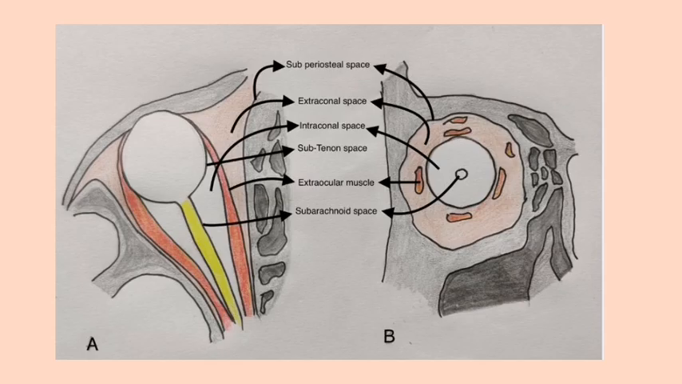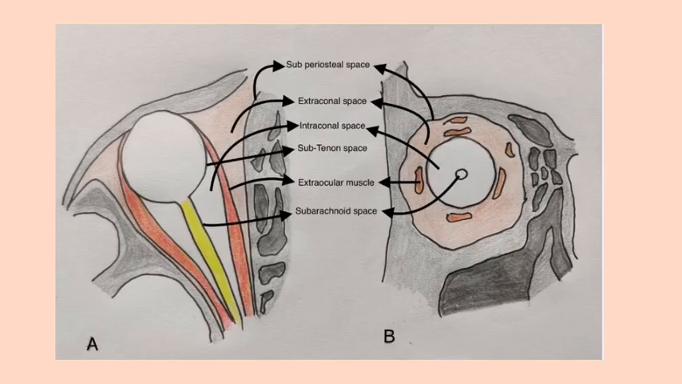The orbit has multiple potential spaces. Firstly is the subperiosteal space, which is located in between the bony wall of the orbit and the periosteum. Then comes the intraconal and the extraconal space, which is separated by the four recti muscles.